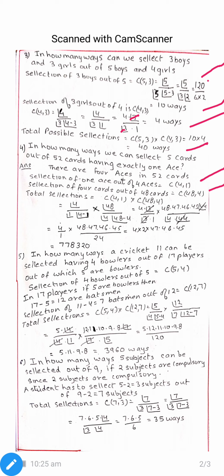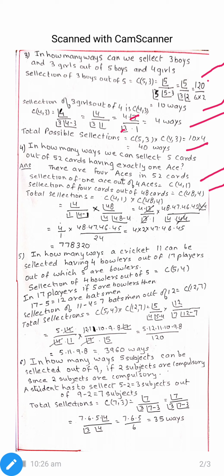C(4,1) is written as factorial 4 upon factorial 1, factorial (4 minus 1). C(48,4) is written as 48 factorial upon 4 factorial, factorial (48 minus 4). We write factorial 4 as 4 into 3 factorial upon 3 factorial. 3 factorial gets cancelled out. C(48,4) can be written as 48, 47, 46, 45, 44 factorial upon 4 factorial into 44 factorial. 44 factorial is cancelled out. We know factorial 4 is 1 into 2 into 3 into 4, 24.